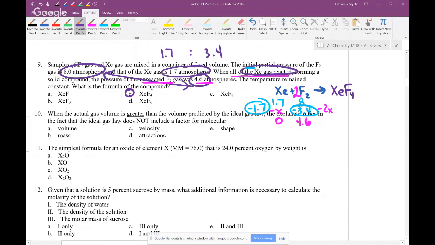Good question. I don't know. The initial pressure 1.7, and the pressure unreacted. Okay, so 4.7.